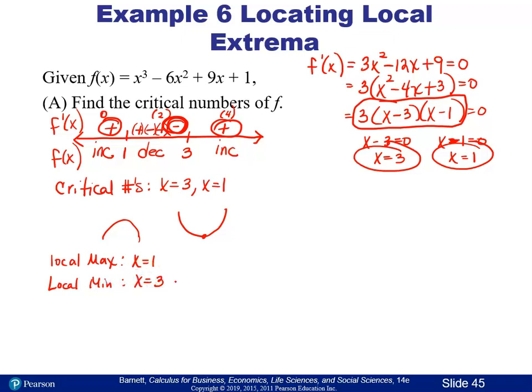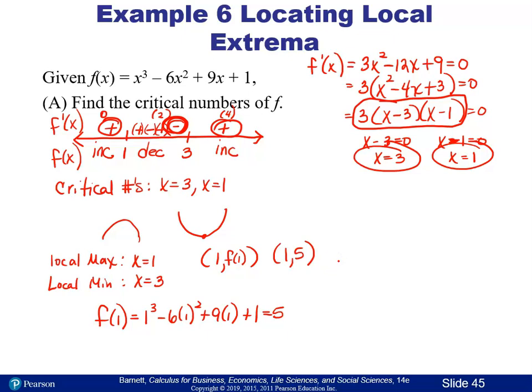Okay, and if you're asked to find the point, the actual coordinates of the point, then what you're going to do is plug back into the original function. So I'm going to put 1 back here. When I plug 1 in, f of 1 is going to be 1 to the third minus 6 times 1 squared plus 9 times 1 plus 1, which is going to give me 5. So my local maximum occurs at (1, 5).